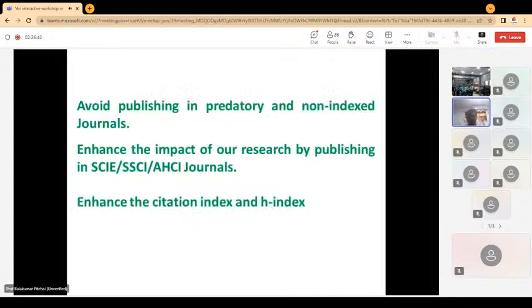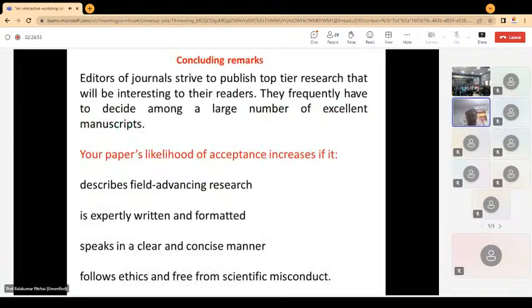So avoid publishing in a predatory and non-indexed journal. Enhance the impact of your research by publishing in SCIE. SSCI is not applicable for us, SCIE, and enhance the citations and H-index of you and the institution where you are working. So your paper's likelihood of acceptance increases if it describes field-advancing research, if it is expertly written and formatted, if it speaks in a clear and concise manner, if it follows ethics and is free from any scientific misconduct. I told you FFP: falsification, fabrication, plagiarism. So it should be free from FFP.